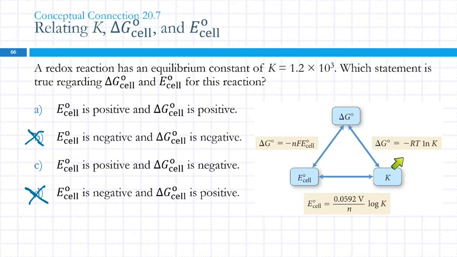And then we can look at this relationship with delta G. Here we've got negative RT natural log of K. Again, K is a large number, and so the natural logarithm of a large number is also positive. And so these other two numbers, R and T, are positive, right? And so this negative sign means that delta G must be negative. So this must be the answer.